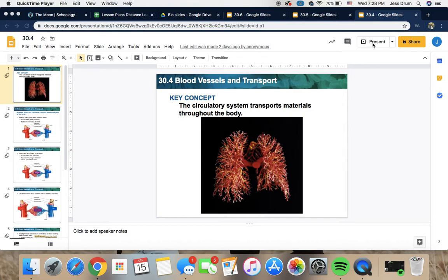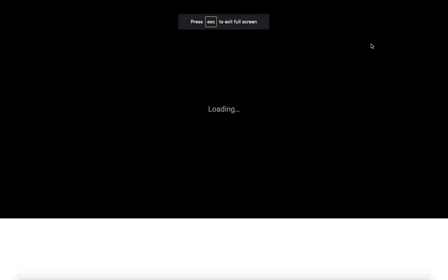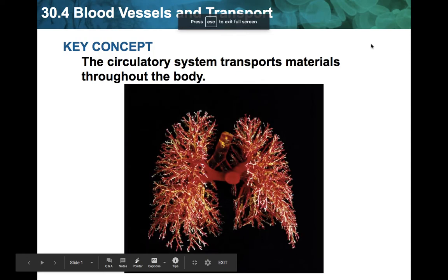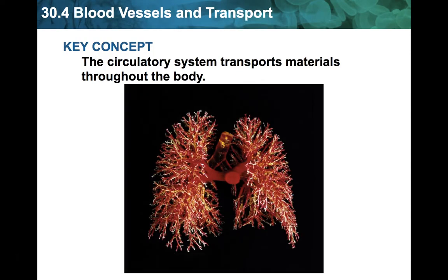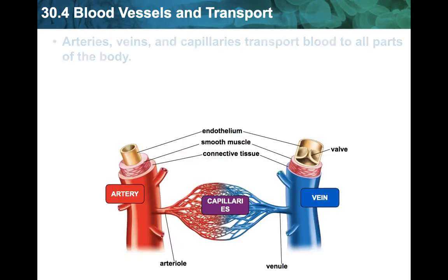Chapter 30 continued. So this is lecture part 2 of chapter 30. Blood vessels and transport. The circulatory system transports materials throughout the body. We talked a little bit about that yesterday. Now we're going to get into detail about blood vessels and transport.